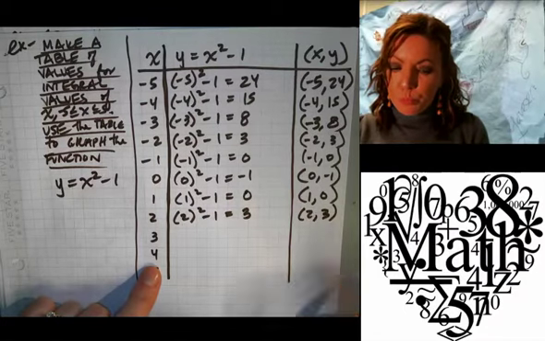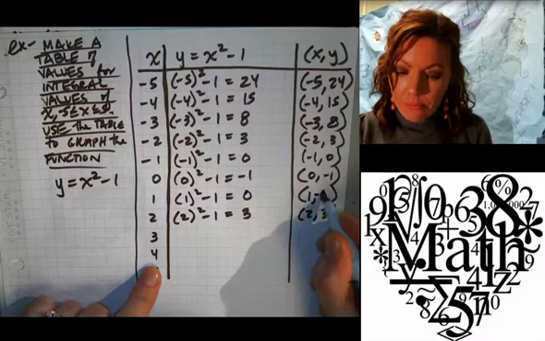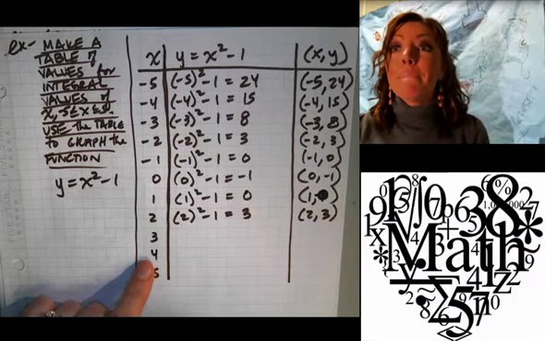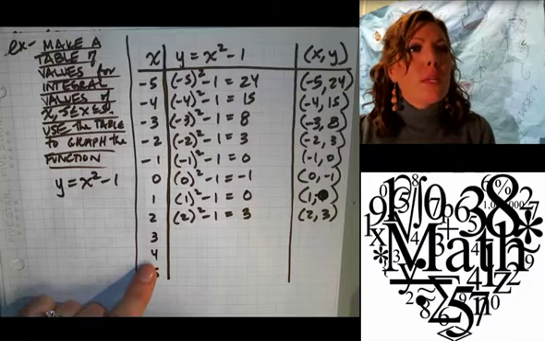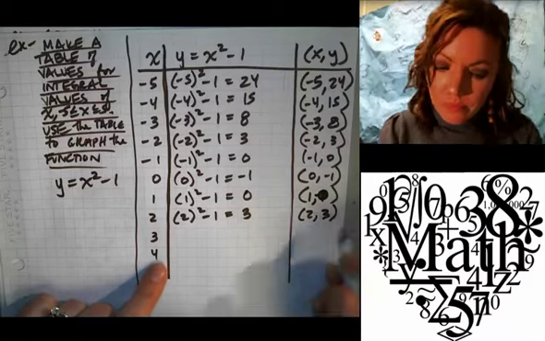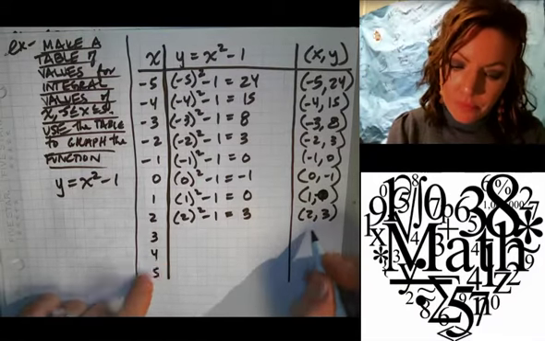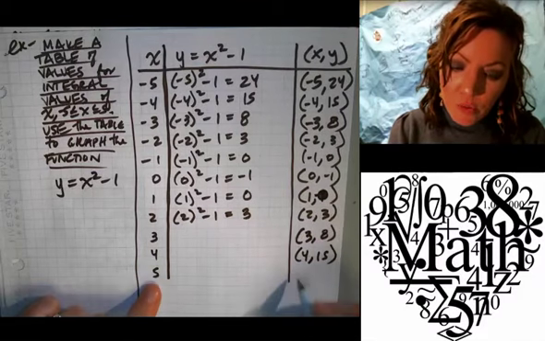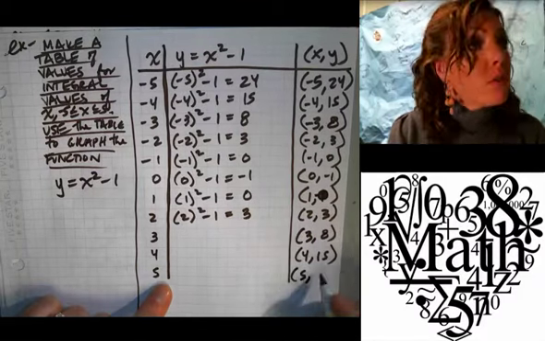Except that I messed that up. Nope, I didn't mess that up. Okay. Let's see. Riley? 4, 15, and then the last one is 5, 24. Okay, how did she get that?